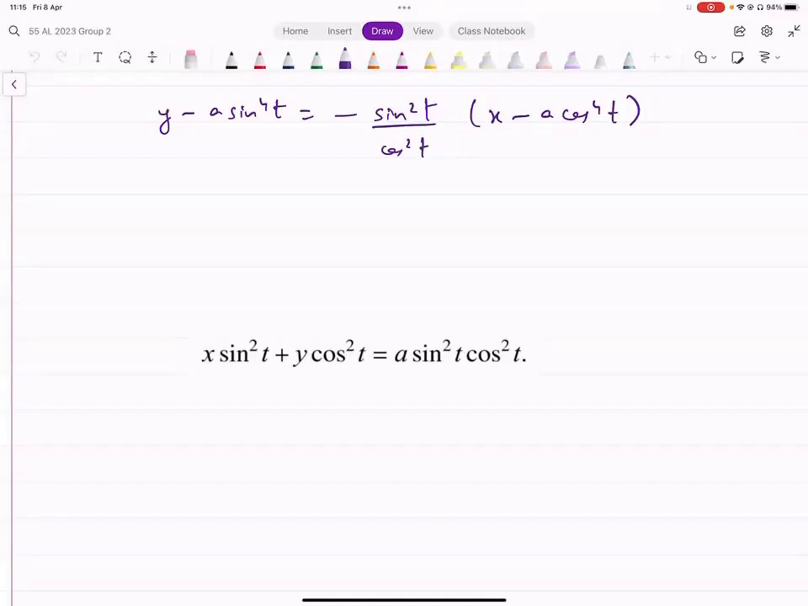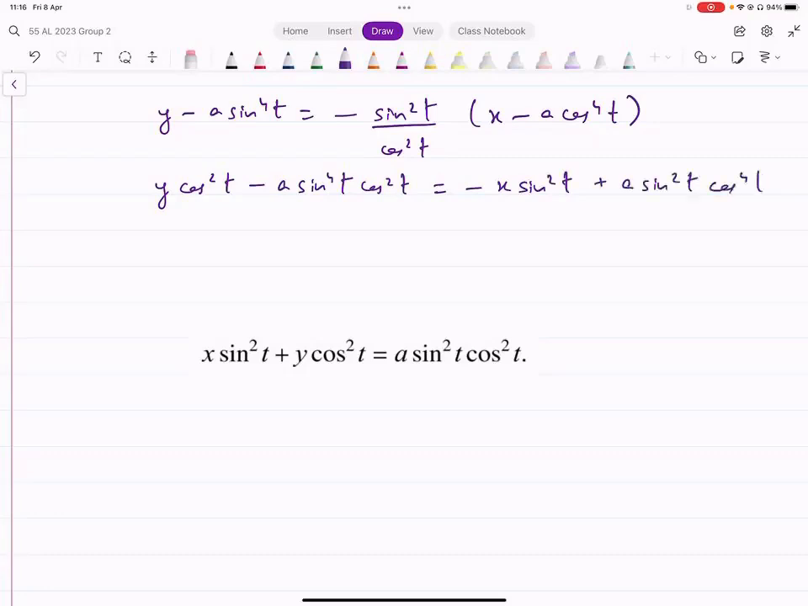एक तो fraction नहीं है यहाँ पे कोई भी, right? तो आप ये cos square t को multiply कर दें ताकि fraction खत्म हो जाए. So that's what we start from. We say this is y cos square t minus a sine raised to the power 4t into cos square t. That equals minus, अब ये sin square t को अंदर multiply कर दें, it becomes x sin square t plus a sin square t into cos raised to power 4t.